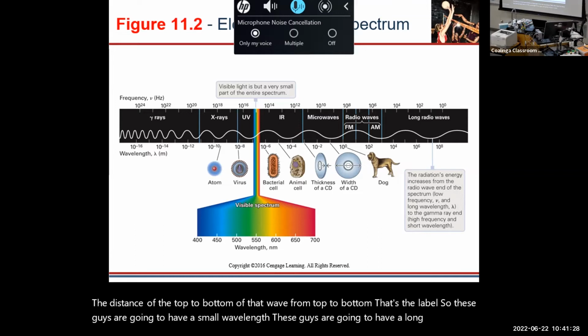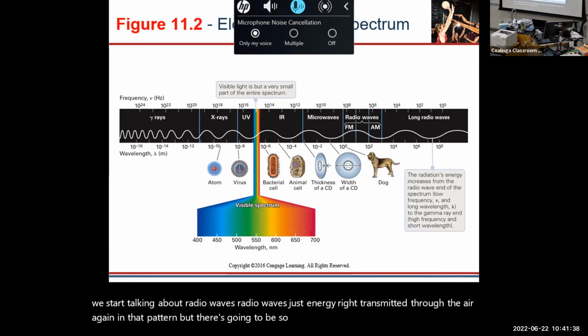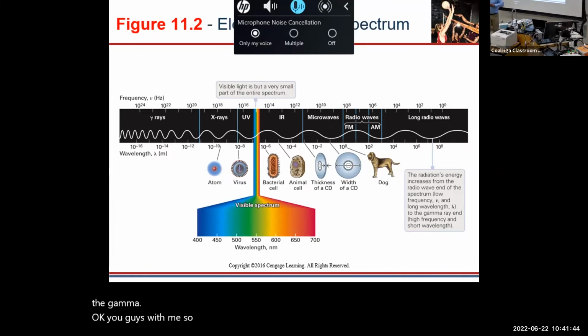So we start talking about radio waves. Radio waves, which is energy, translated through the air, again in that wave pattern. But they're going to be so big compared to what we see in terms of the gamma rays. Okay, you guys with me so far? Yes. Okay.